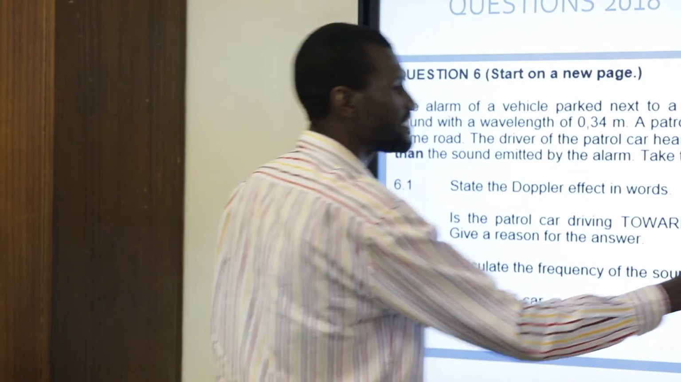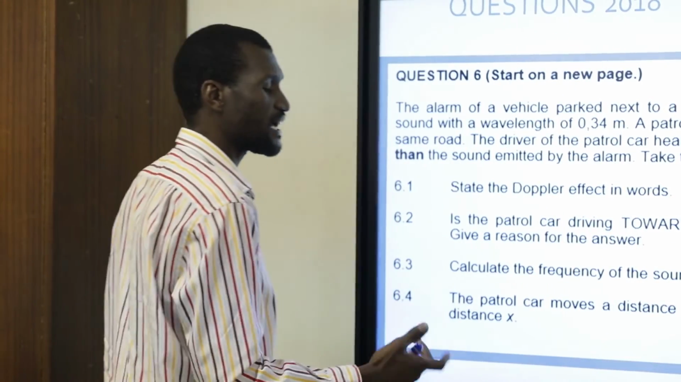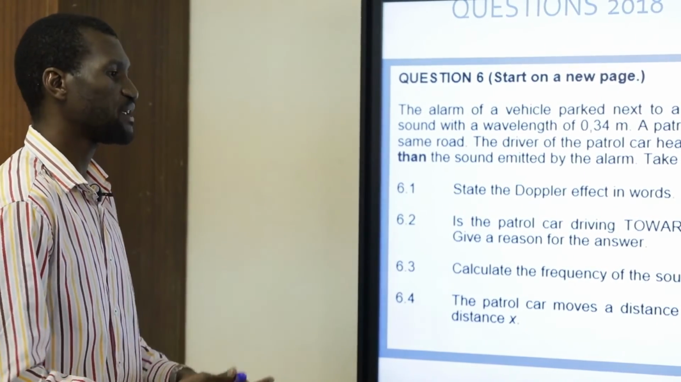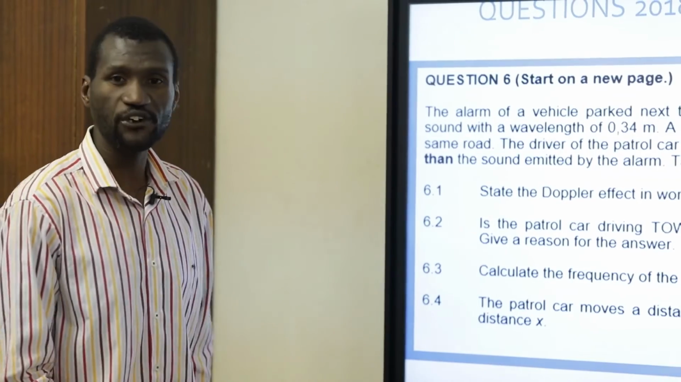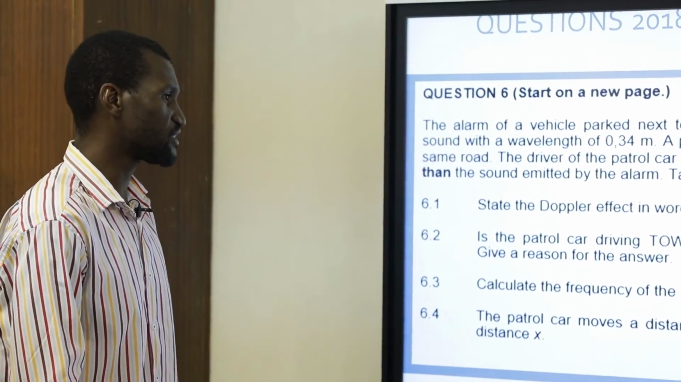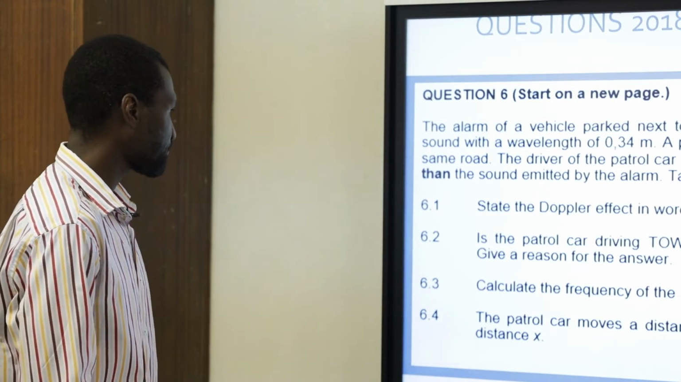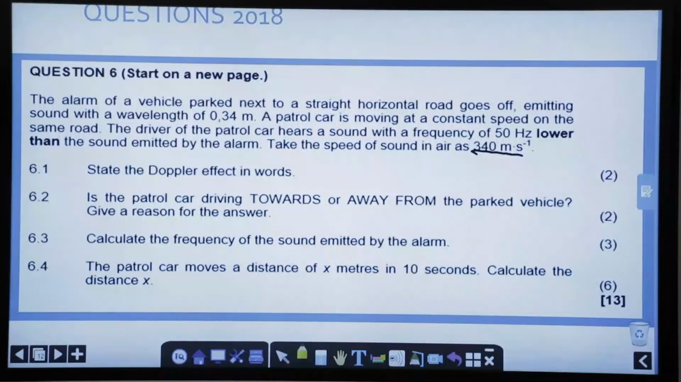Now, as you realize, sometimes we use 345 as the speed of sound, sometimes we use 340. Anything in the range of 340 and 345 the examiners can give us. But we always worry to find out from the question what they need you to use as the speed of sound in air. Question is saying, state Doppler effect in words, okay?